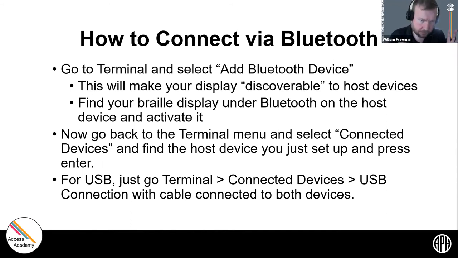Once you've made it discoverable, you go to your host device under Bluetooth and find where it'll say Mantis or Chameleon, and it'll have the serial number of your device. So if you're in a classroom, pay special attention to your serial number to make sure you don't accidentally pair to your friend's Braille display. Though I'm sure kids have a lot of fun pairing to each other's Braille displays and messing with each other. I'm sure that's a good time that kids have.